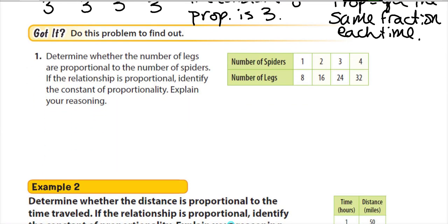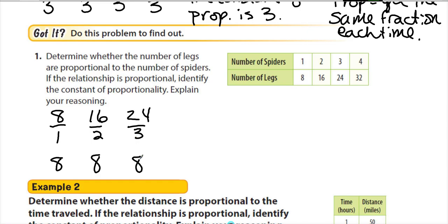All right, we're going to determine whether the number of legs is proportional to the number of spiders. If the relationship is proportional, identify the constant of proportionality and explain your reasoning. So we're saying, are the legs proportional to the number of spiders? So legs to spiders. It's going to be 8 over 1, which is 8. 16 over 2, which is 8. 24 over 3, which is 8. And 32 over 4, which is also 8. So is it proportional? Yes.